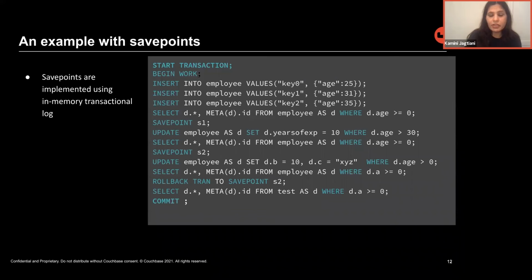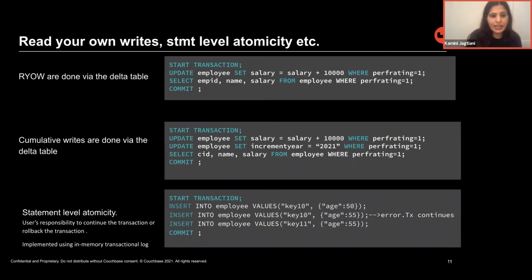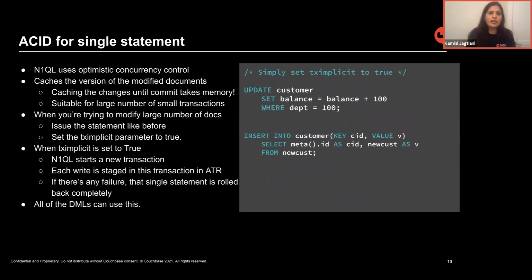Okay, so all this time when we talked about the delta table and the in-memory transaction log, you must have realized that if there are multiple statements between the begin and the commit, then you would have so many mutations being saved in the delta table. The delta table and transaction log are going to be in the memory of the query node or query service. So those keep accumulating, and that can increase the memory consumption with the transaction.